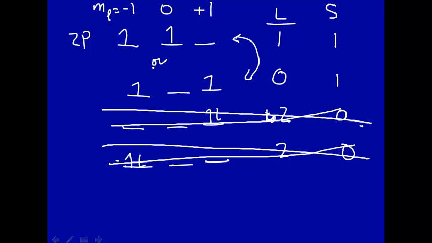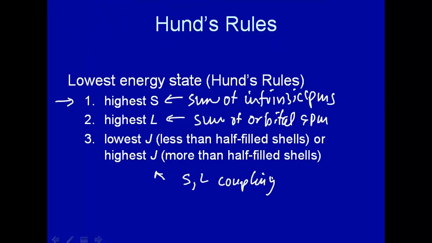We have to satisfy that first. Then if we have a tie, the tiebreaker there is to get the highest value of L. So this will give us the highest value of L. So we get m sub L minus 1 for one electron and m sub L equals 0 for the other. And then if that doesn't resolve it, if there are two ways of arranging the electrons that give the highest L, then the final ultimate tiebreaker is the lowest value of J with less than a half-filled shell, or the highest value of J if you have more than a half-filled shell.